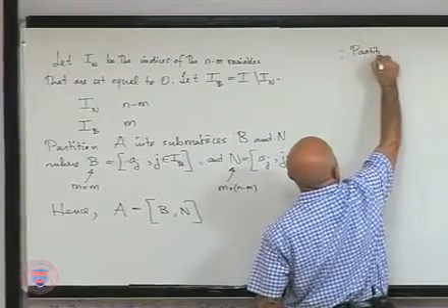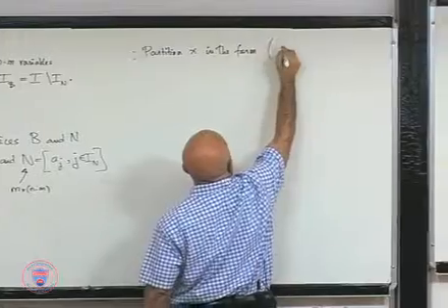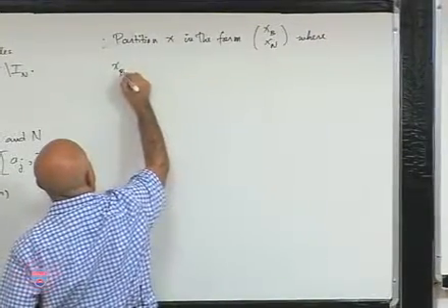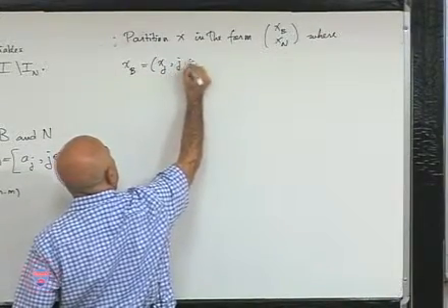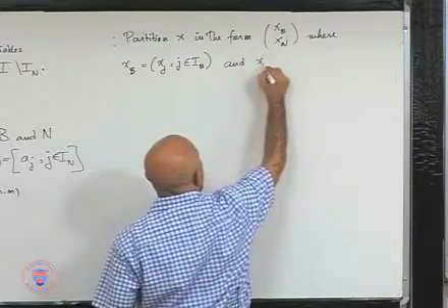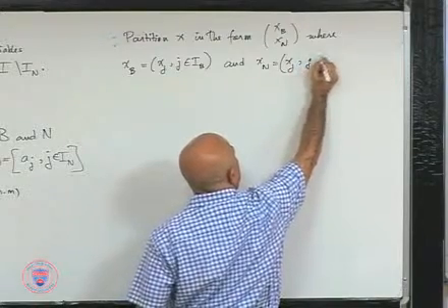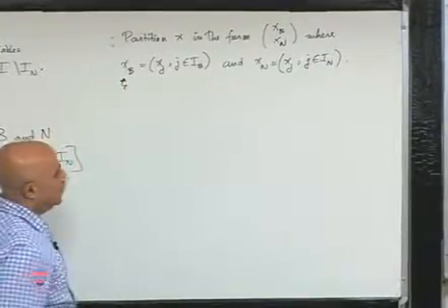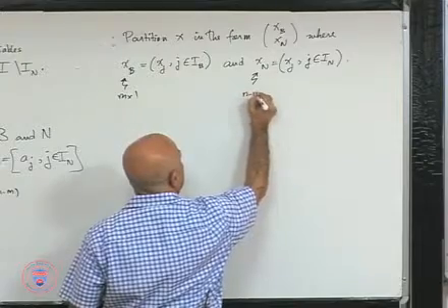All right, so partition x in the form x sub B, x sub N, where x sub B is the column vector consisting of those variables whose indices are in I sub B, and x sub N is the column vector whose components are those that are in I sub N. So x sub B is m by 1, and this one is n minus m by 1.